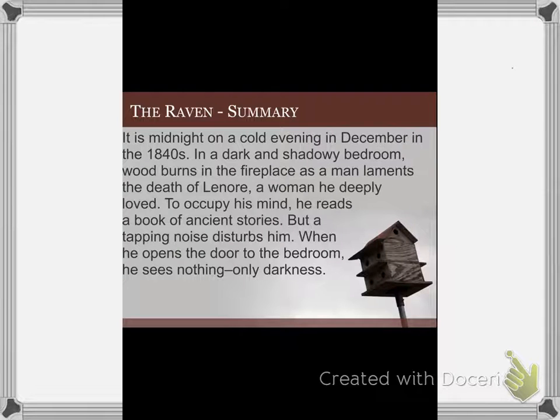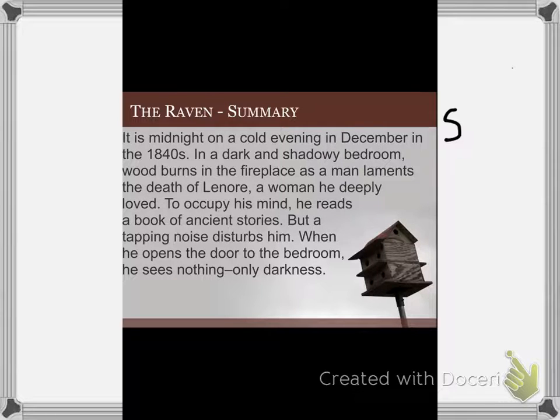All right, if you were to break it down, if you were to summarize it, it is midnight on a cold evening in December in the 1840s. That all relates to our setting. So you should have annotated that in the poem. Midnight, that applies. Cold evening, that applies. December, it applies. And then the 1840s. That all has to do with our setting.